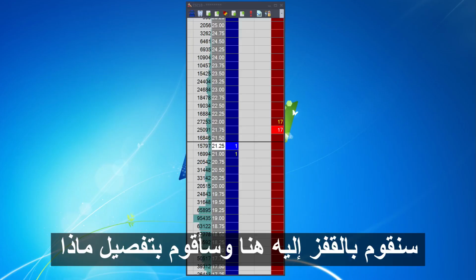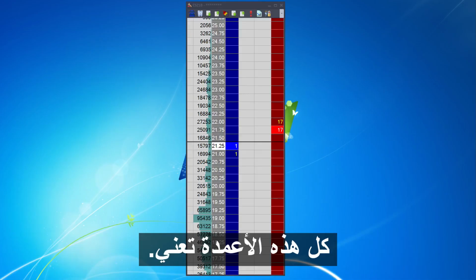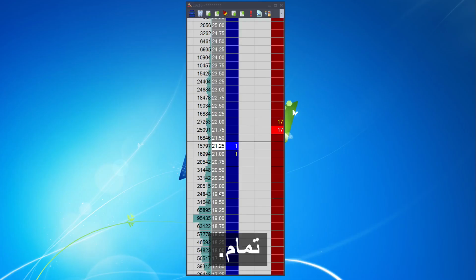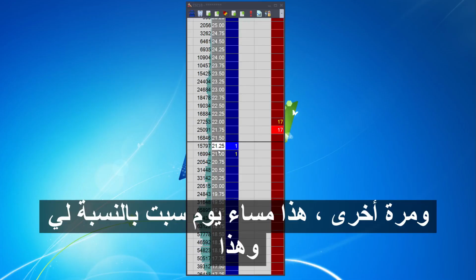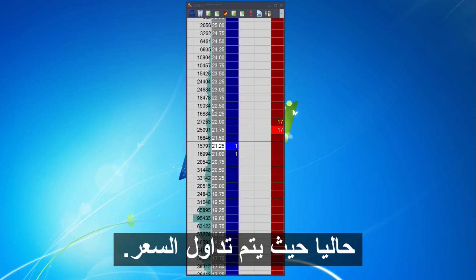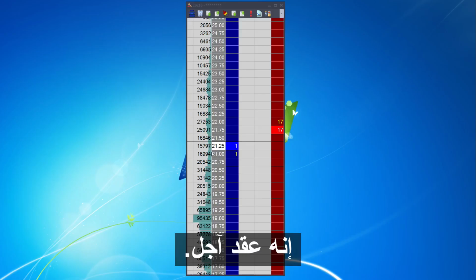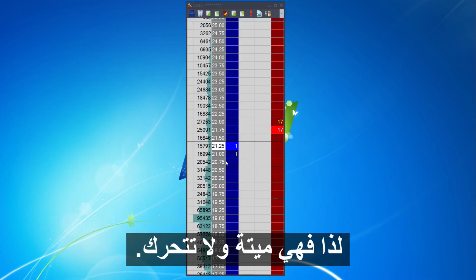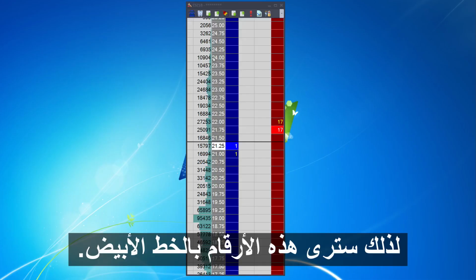Now we're going to just jump into it here, and I'm going to break down what all these columns mean. So the first column and the most important column is this gray column. Okay, and again, this is a Saturday evening for me, and this is a live DOM. This is the E-mini ES futures contract, the E-mini S&P 500, and this is currently where the price is trading. Of course, it's a futures contract, so nothing is happening on a Saturday night, so it is dead, and it is not moving.